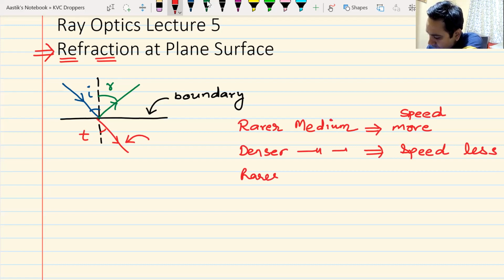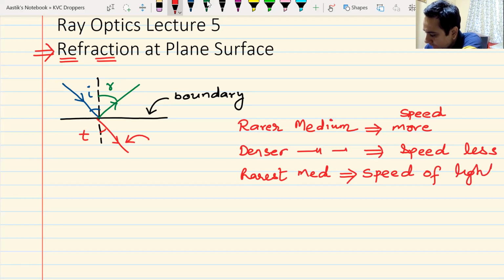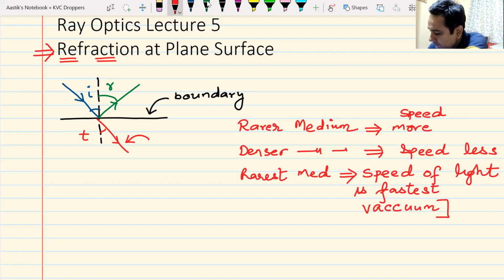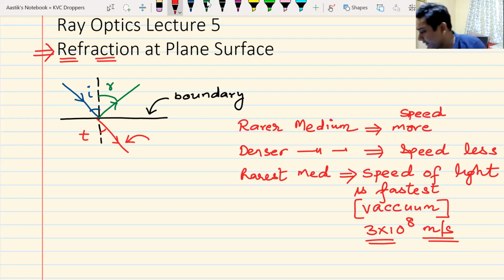When I say the rarest medium, I mean the medium where the speed of light is fastest. Which is the rarest medium? Anyone knows? It is vacuum, or free space. This is the rarest medium, and the fastest speed of light in this medium is approximately 3 into 10 raised to the power 8 meters per second.